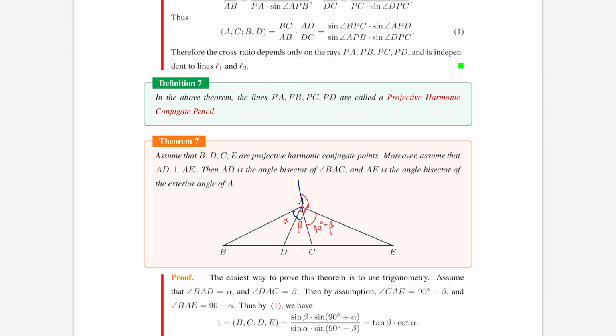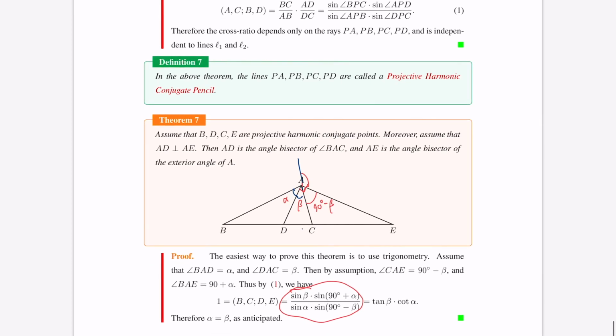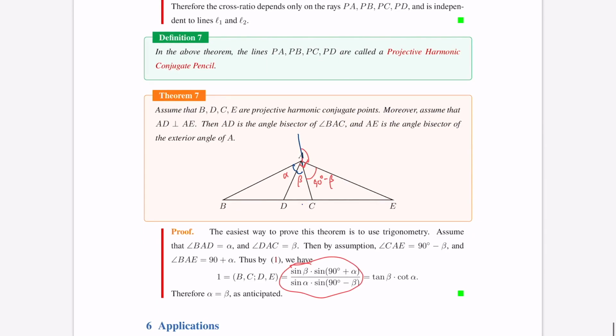Okay, so put everything together. This is what the cross ratio can be written as, and this gives us tangent beta times cotangent alpha. If this cross ratio is equal to 1, that forces tangent alpha equal to tangent beta, and we know that alpha is equal to beta. Therefore AD is the angle bisector. And you can also prove that AE is the bisector of the external angle. Not this picture, I'm sorry, it should be like this. These two angles are the same.